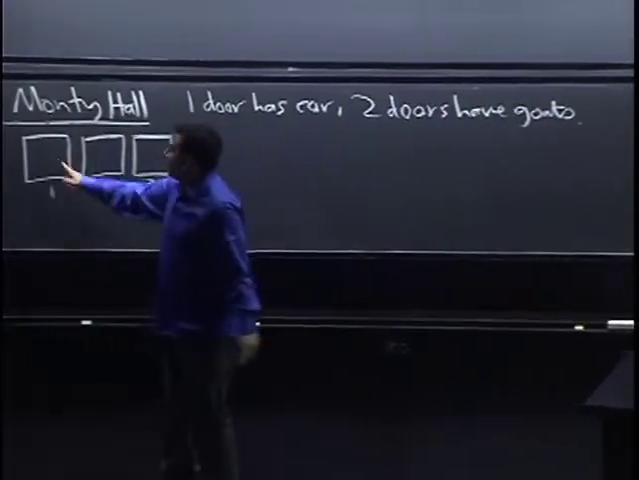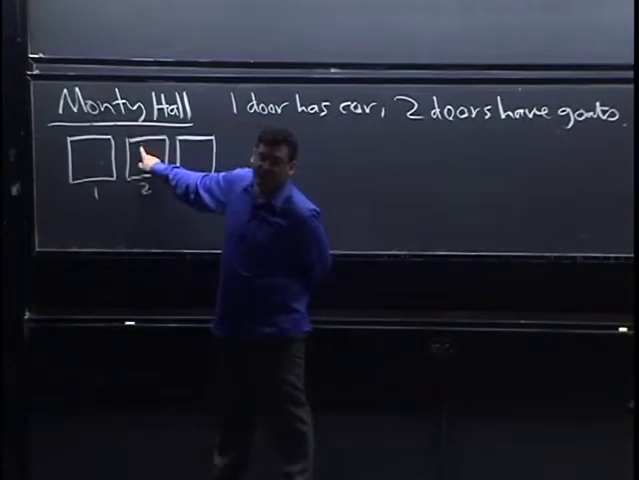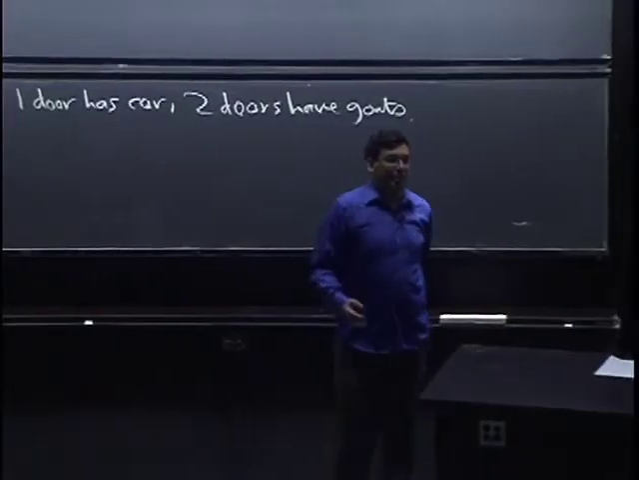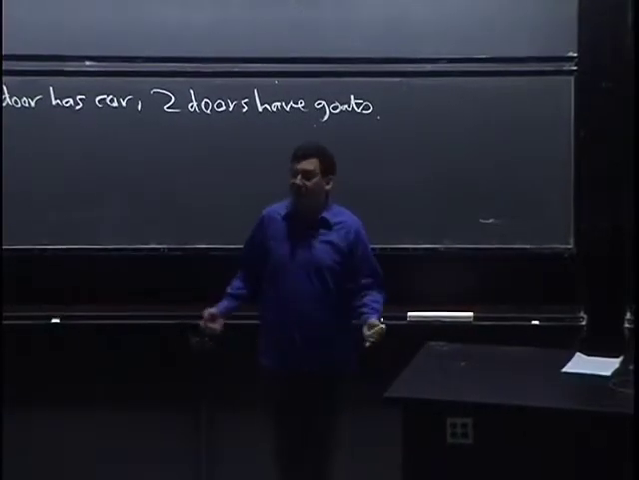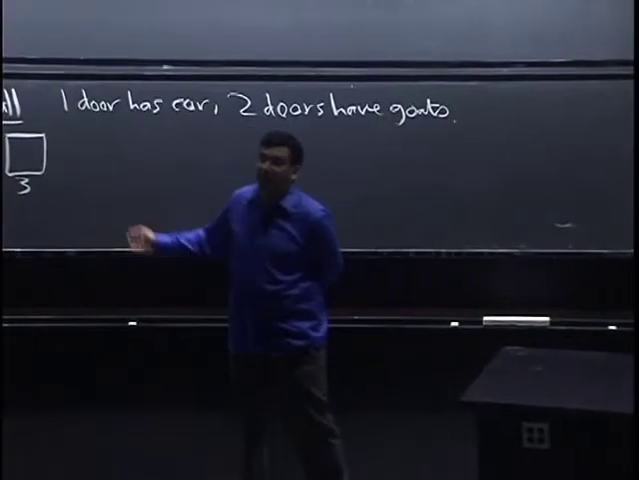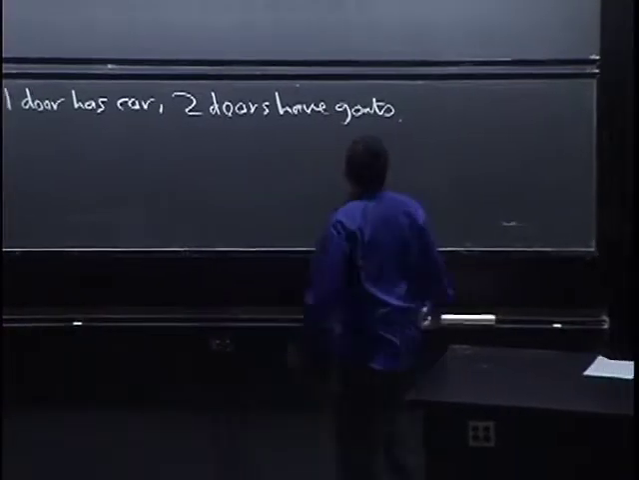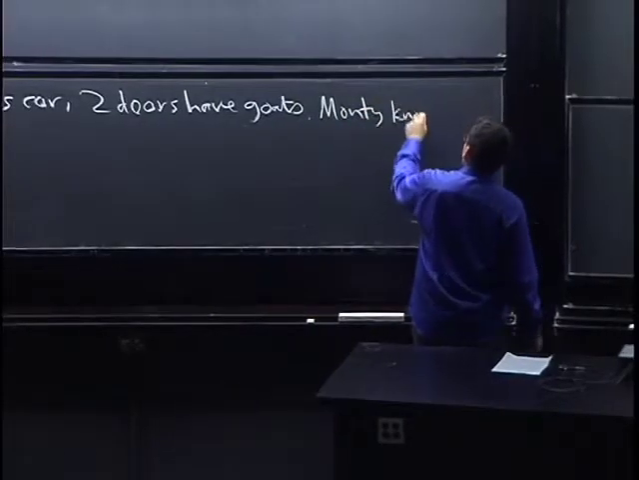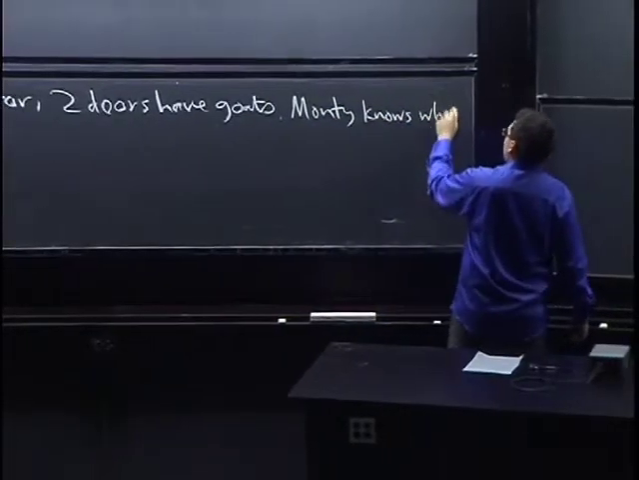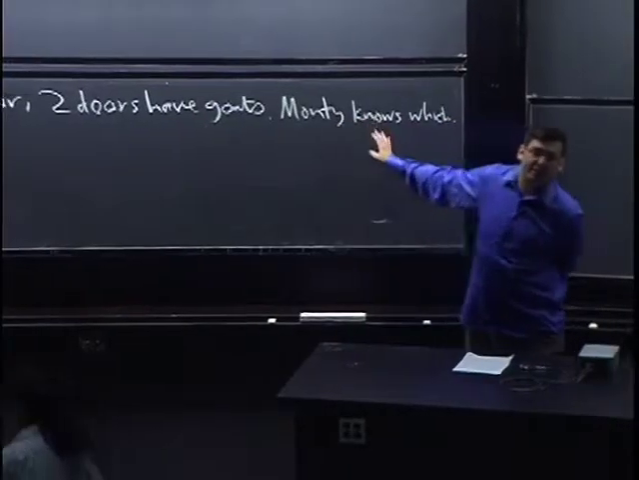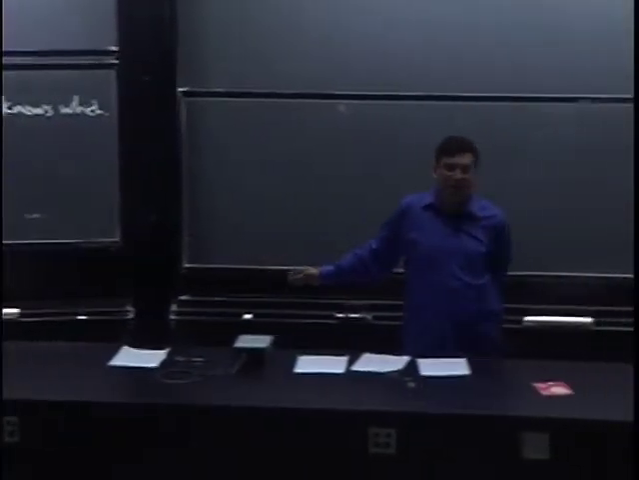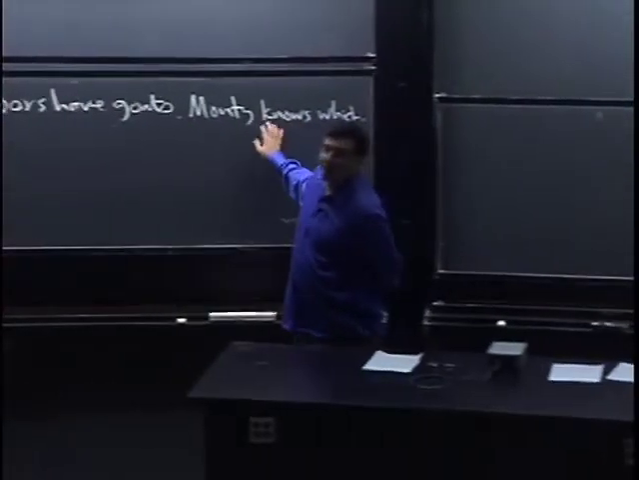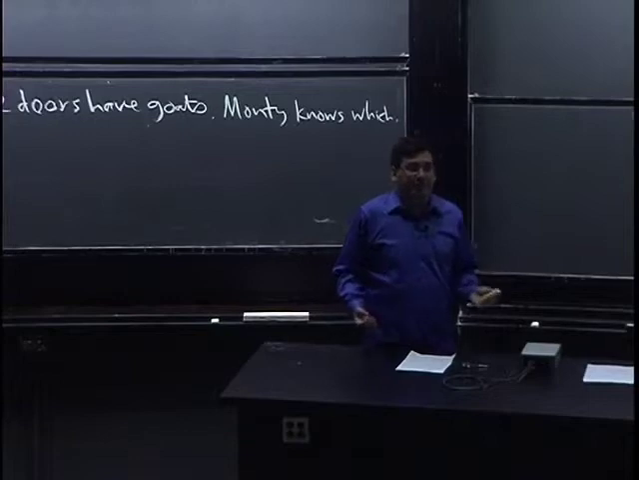So you don't know which one. One of these has a car behind it. The other 2 have goats. And so we're assuming that you, the contestant, have no idea which one has the car. They're all equally likely. But we assume that Monty Hall knows which is which. So Monty knows which one has the car. Okay, that's a key assumption of this problem. Sometimes it's kind of left implicit, and I think it's important to state that explicitly. It's a different problem if Monty Hall doesn't know.